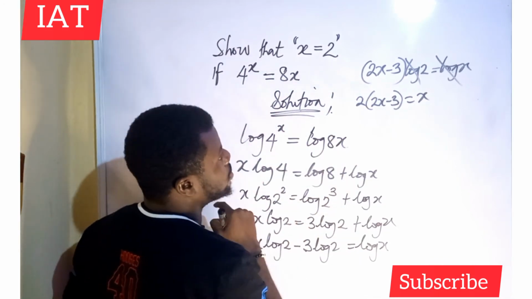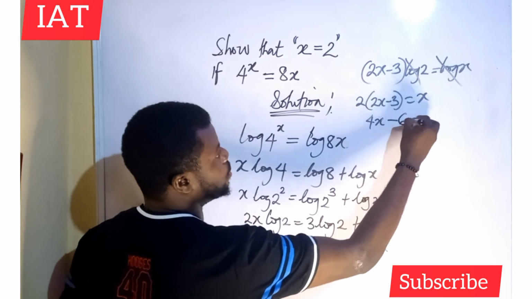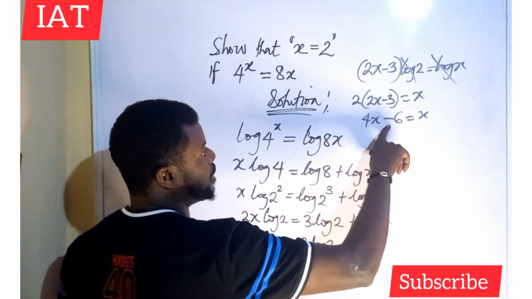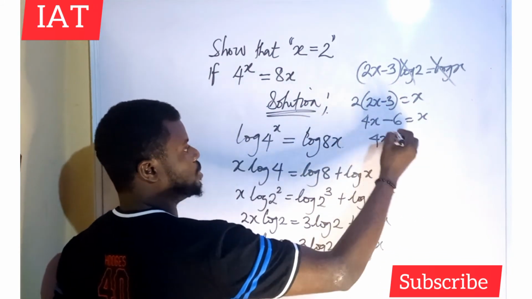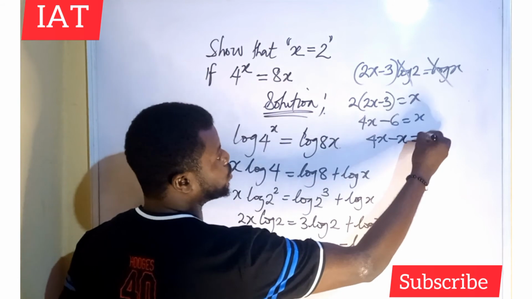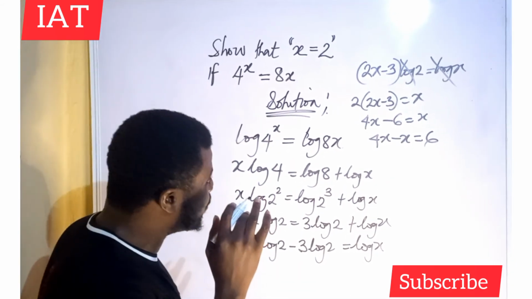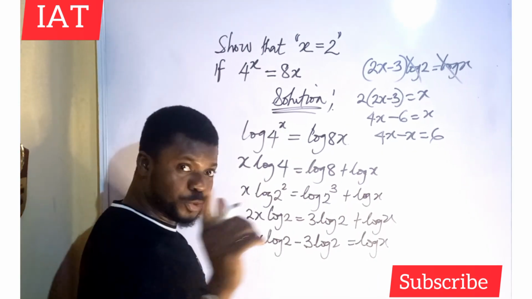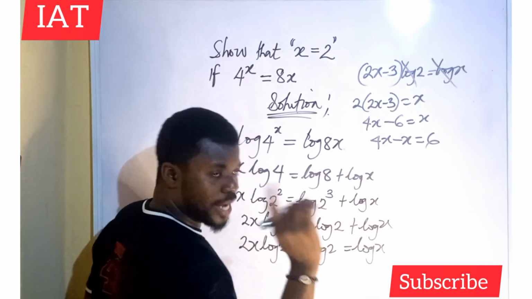2 times 2x is 4x, minus 2 times 3 is 6, equal to x. All right, let's collect like terms. Take this minus 6 across, it changes to plus. So we have 4x. Take this x across, it changes to minus x, equal to 6. We're almost at the end of the program. Can you predict what we do next? Yes, you're correct.